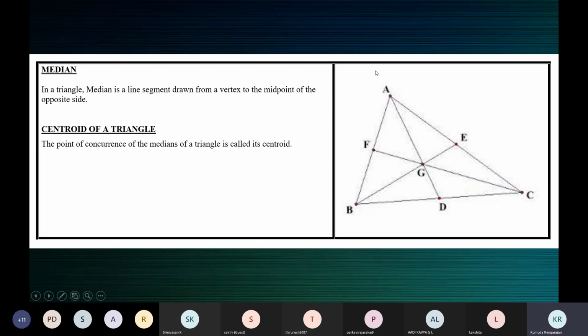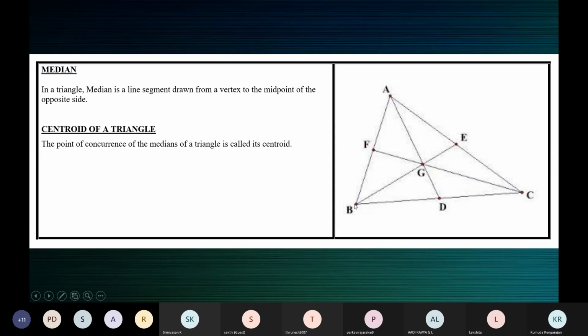Don't see the other line segments. See only the line segment AD. Now G lies on AD, so G is a point of division. G divides AD in the ratio 2:1. That is, AG is 2 parts, GD is 1 part.